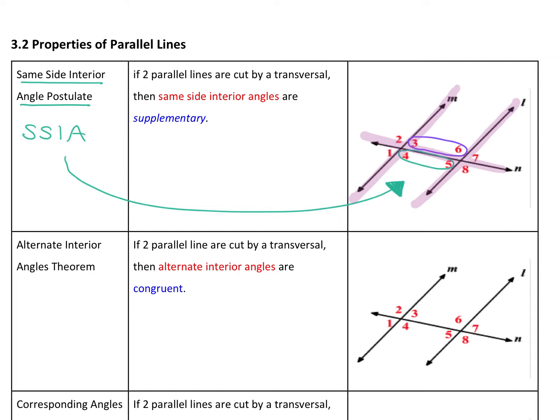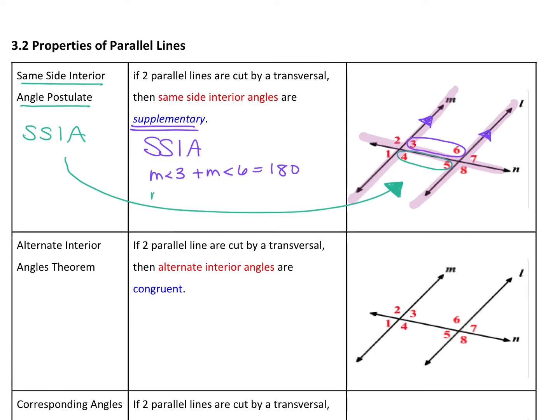So here's how this goes. We learned about 4 types of angles. Same side interiors, which we called SSIA, are supplementary when the lines are parallel. So if these lines are parallel, then the measure of angle 3 and the measure of angle 6 will add up to 180, right? They're supplementary. So the measure of angle 3 plus the measure of angle 6 equals 180. We could also say the measure of angle 4 plus the measure of angle 5 should equal 180.